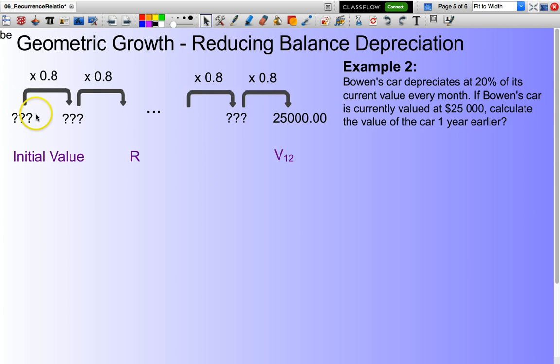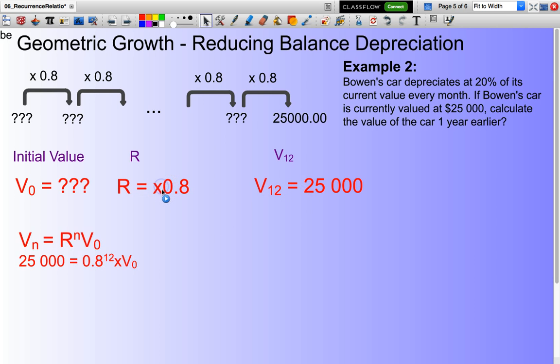his car started off with some value which we don't know, and we've multiplied it by 0.8, and it's been multiplied by 0.8 and 0.8 and 0.8 for 12 months, and it's ended up with a value of $25,000. We want to know what was its original value, its initial value. So that basically is my unknown. I know my value of R is 0.8, and I know my value after the 12 months is 25,000.